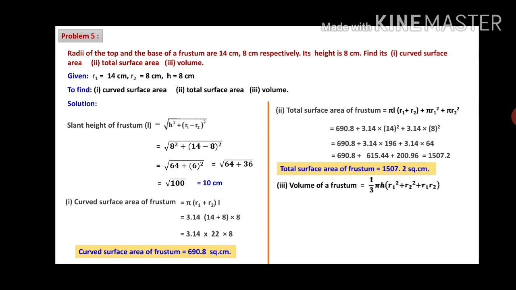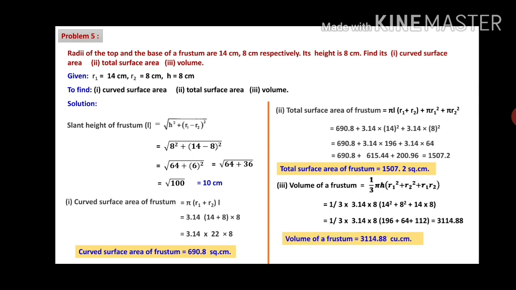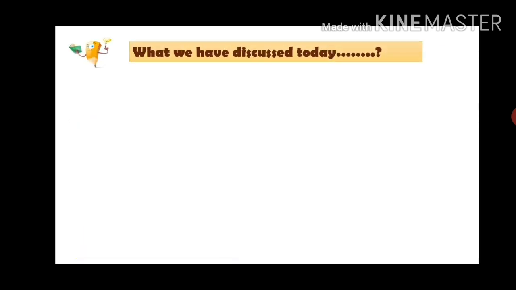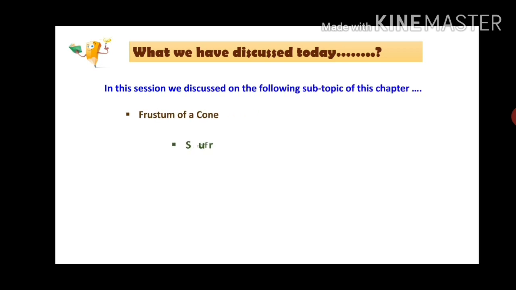Now volume of the frustum is equal to 1/3 pi h into bracket R1 square plus R2 square plus R1 into R2. Substitute the values. 1 upon 3 into 3.14 into 8 into bracket 14 square plus 8 square plus 14 into 8. After simplification, 1 upon 3 into 3.14 into 8, 196 plus 64 plus 112. After this simplification, you are getting 3114.88. Therefore, the volume of the frustum is 3114.88 cubic centimeter.